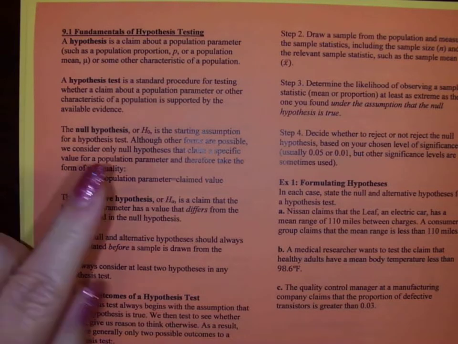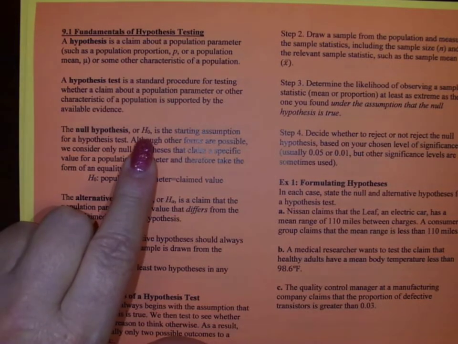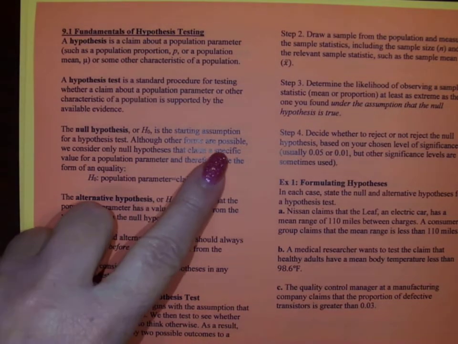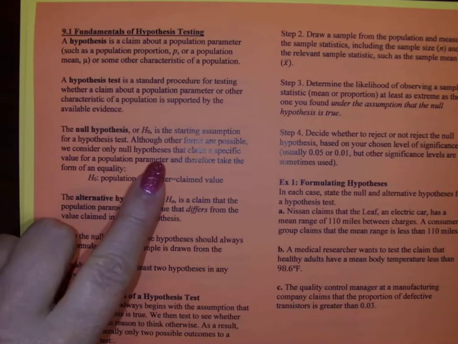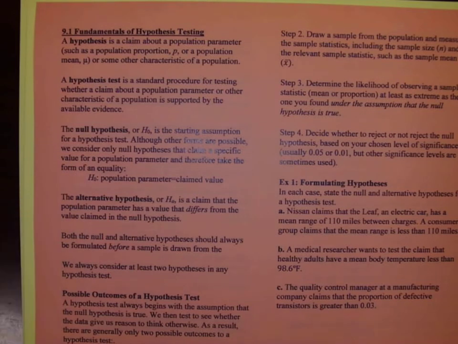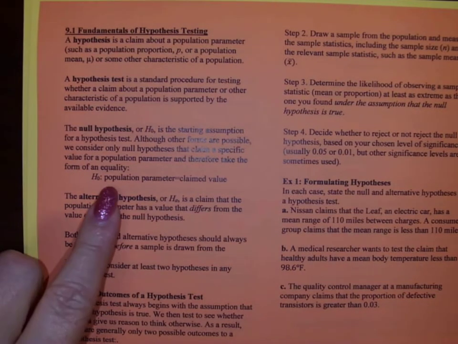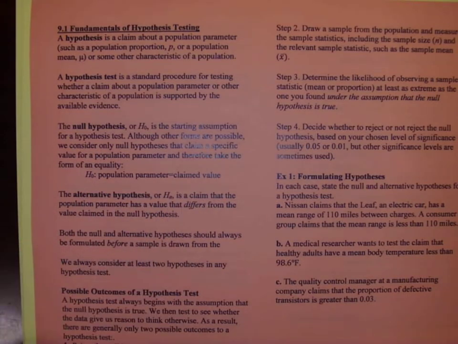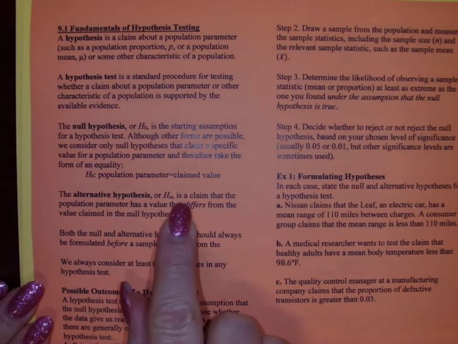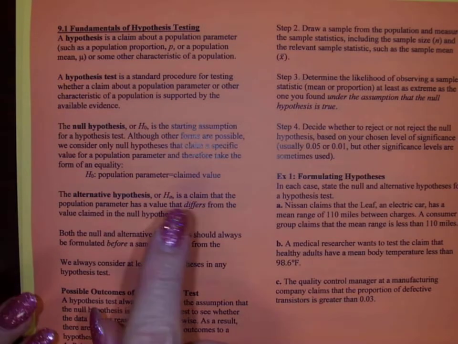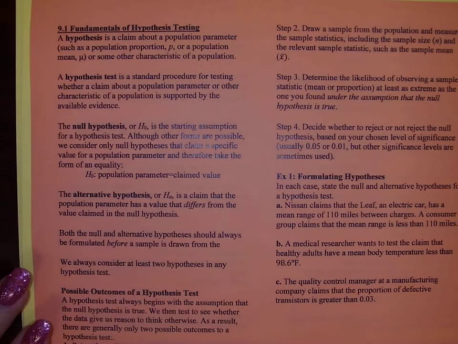The null hypothesis, or H sub naught, is the starting assumption for a hypothesis test. Although other forms are possible, we consider only null hypotheses that claim a specific value for the population parameter, and therefore take the form of an equality: H sub naught, the population parameter, equals the claimed value. The alternative hypothesis, or H sub A, is a claim that the population parameter has a value that differs from the claimed value in our null hypothesis.